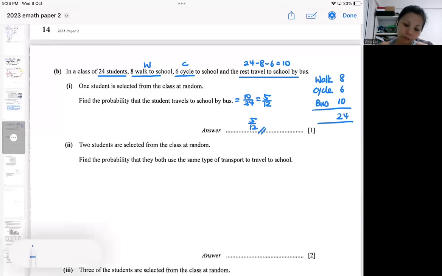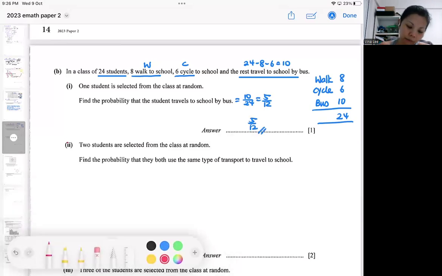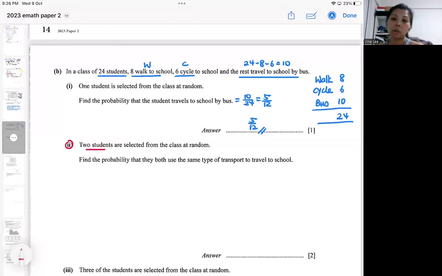Now, when it comes to having 2 students, even though they never mention whether it is with or without replacement, you need to know that in real life when you pick, it's actually without replacement. That means you don't return it back. And then the probability that they got the same type of transport to school.